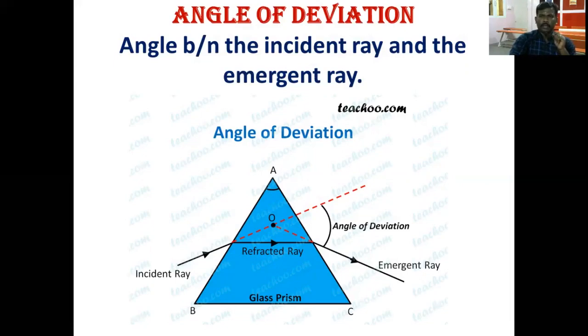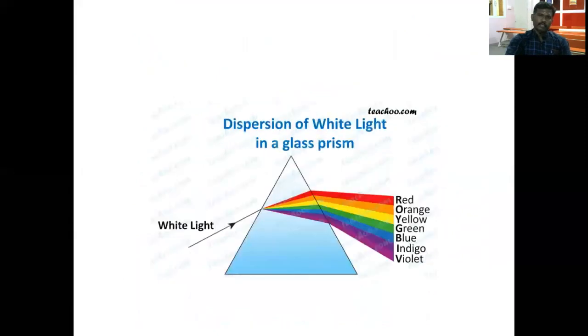Very few times they ask to draw the diagram of refraction in the prism, and sometimes they give that diagram and you have to mention the parts, and 60-70% of the time they ask the numerical problem with respect to this diagram. Okay. And this is the dispersion of white light in a glass prism.